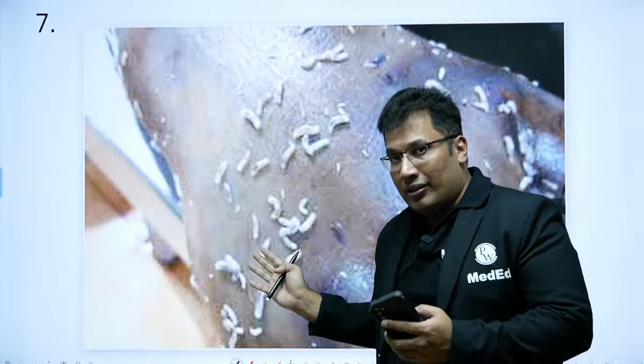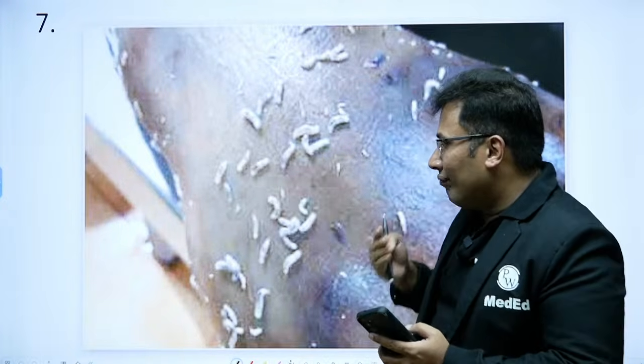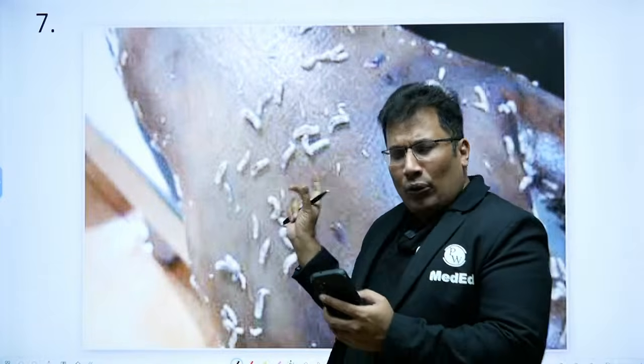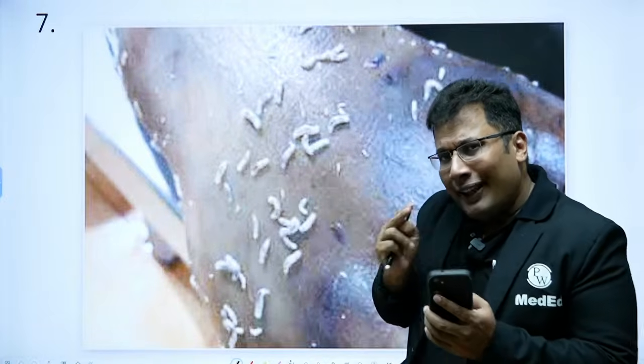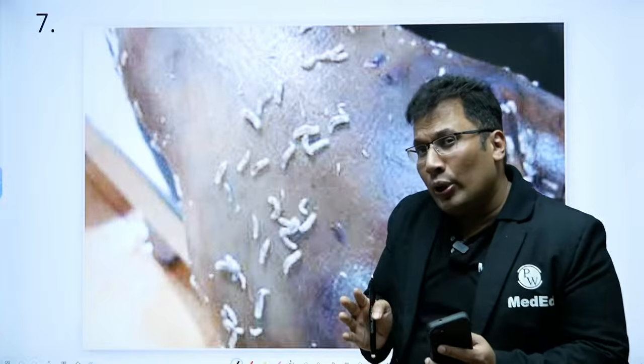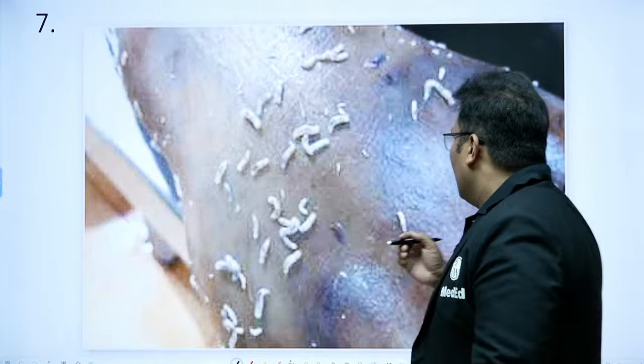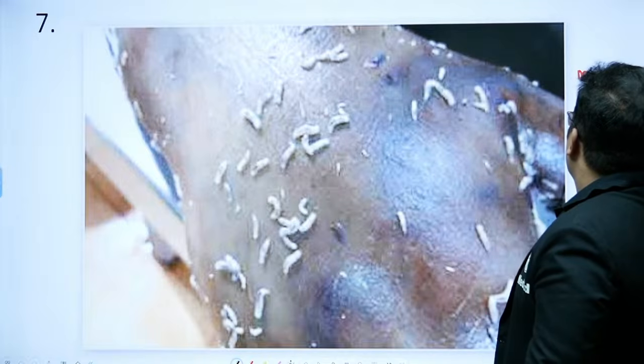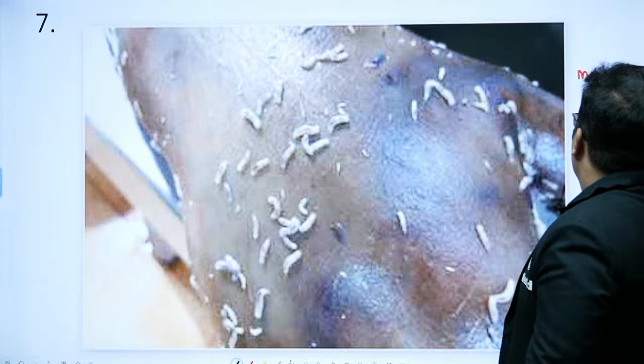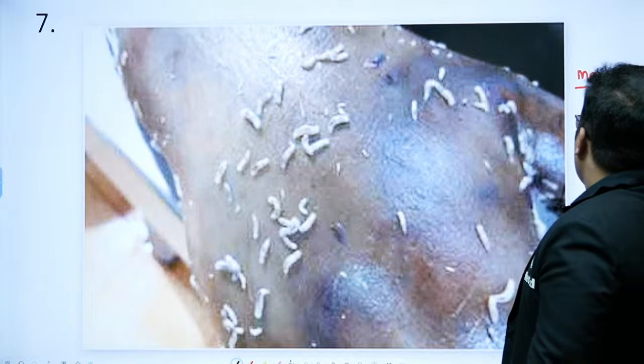In this case, what I found was some maggots over the dead body. Maggots are larvae of the fly. A very foul smelling dead body. My question: what is the importance of maggots in forensic medicine?